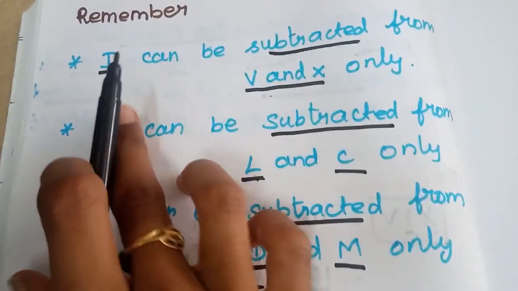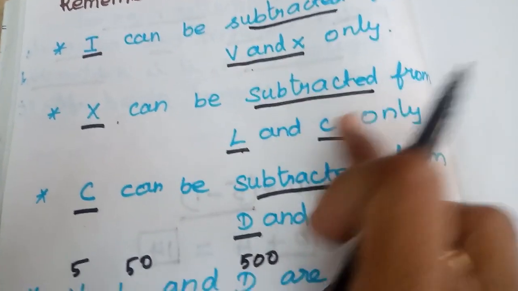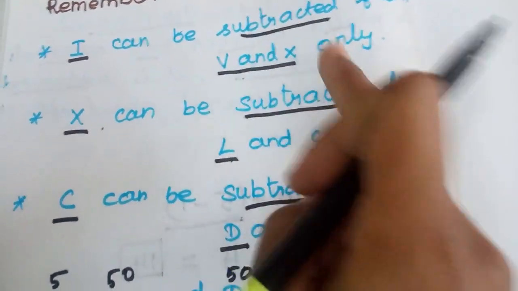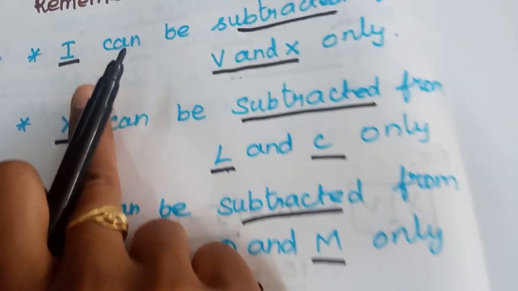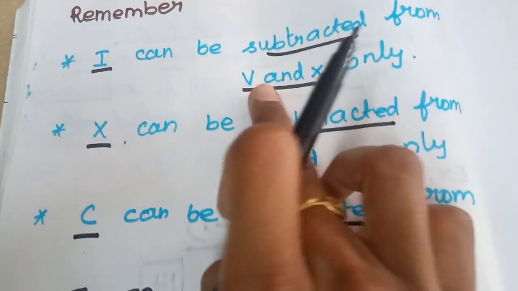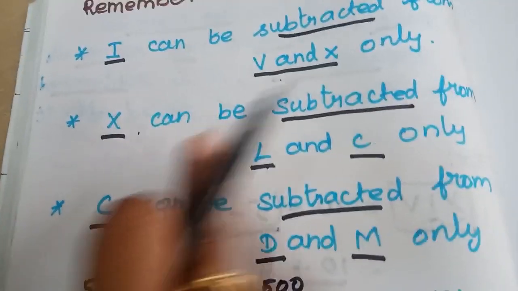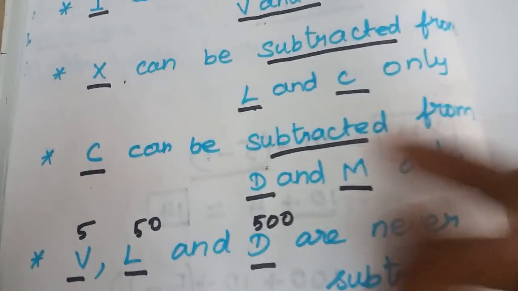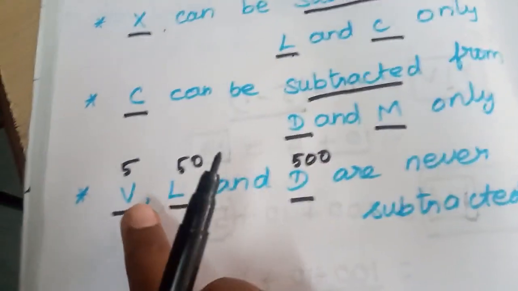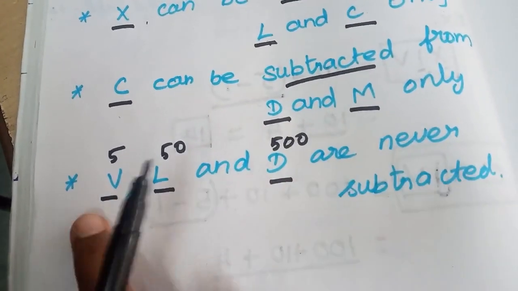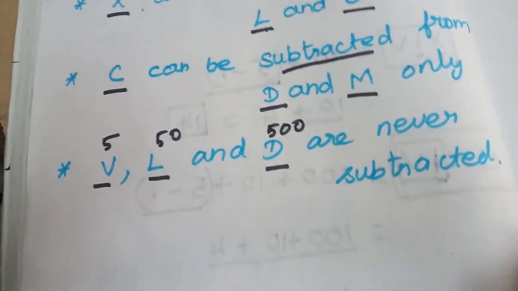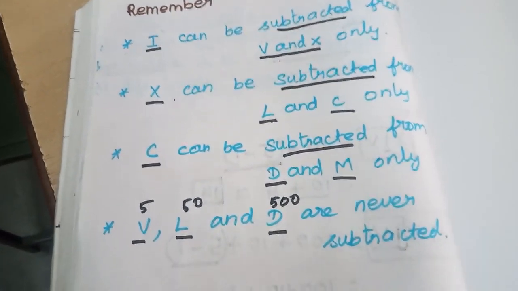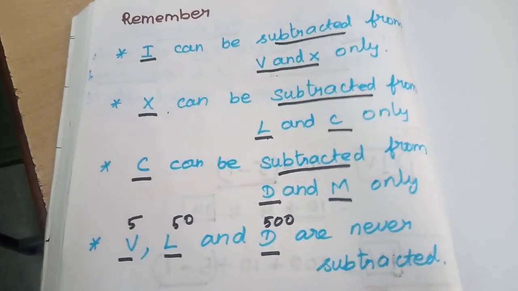So I cannot be subtracted from L and C. I can be subtracted only from V and X. X can be subtracted only from L and C. C can be subtracted only from D and M. So V, L, D never subtract from other Romans. These are the points you have to keep in mind. This is very important.